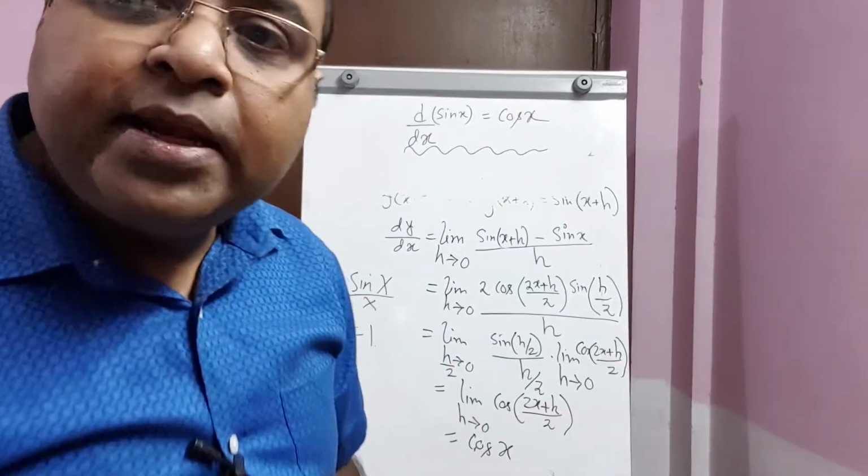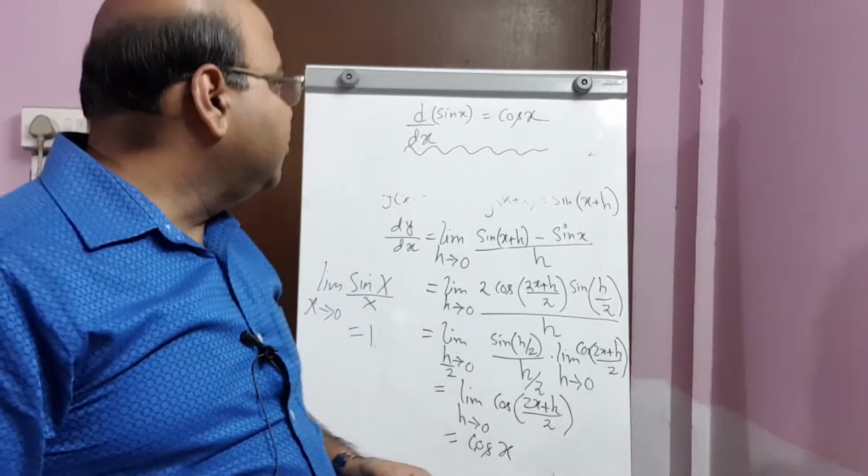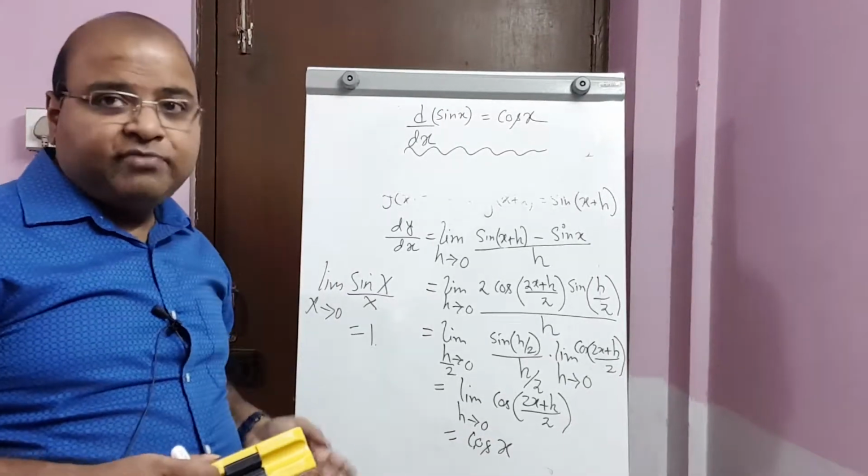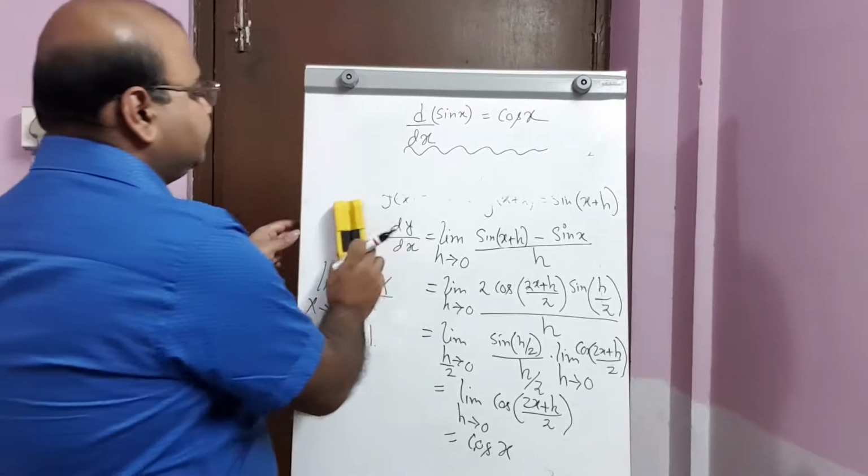Similarly, we can also obtain the derivative of the cosine function. Let us now try to obtain the derivative of the cosine function, d/dx of cos x.